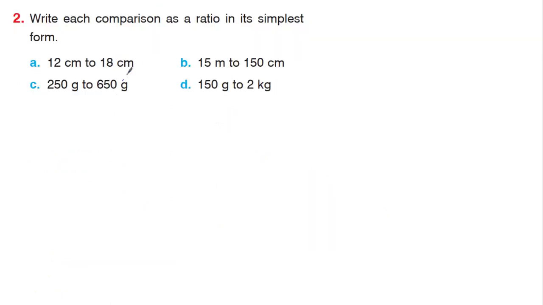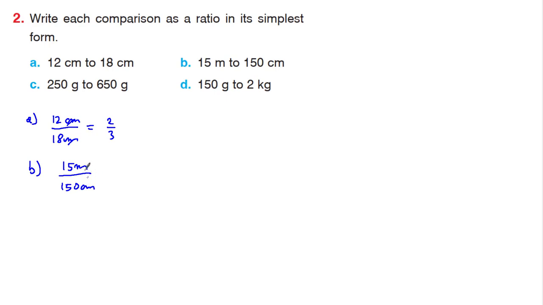Let's continue. Write each comparison as a ratio in its simplest form. Under A, we get 12 centimeters to 18 centimeters. Again, you can write it horizontally, separated by a colon. Of course, the units will cancel and we can simplify by 6. So you get 2/3.